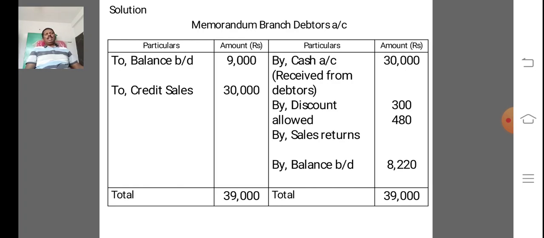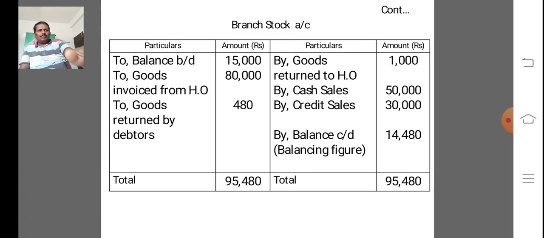Debit the balance brought down 9,000. Credit sales are debited 30,000, and crediting the cash account, that is received from debtors 30,000, and crediting the discount allowed 300, and crediting the sales return 480, and crediting the balance carried down 8,220. Total 39,000 is the total.